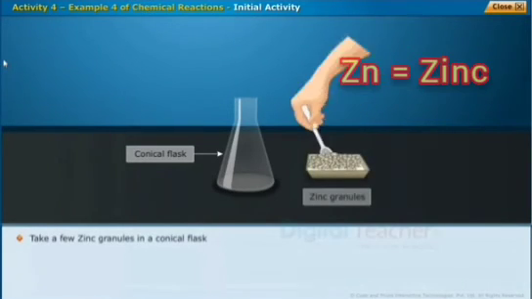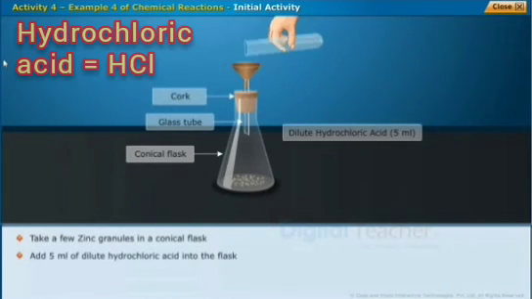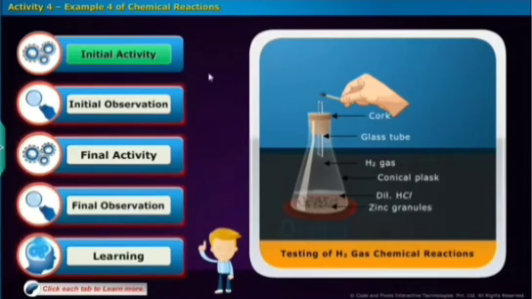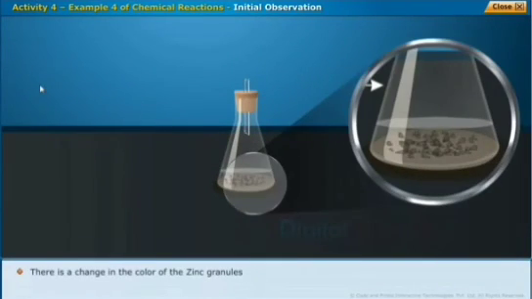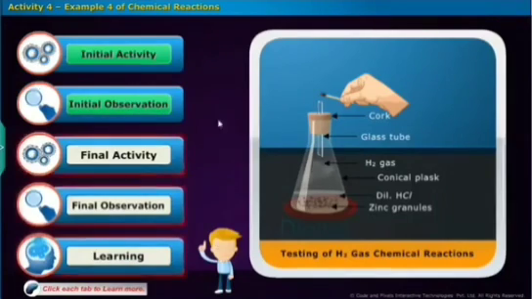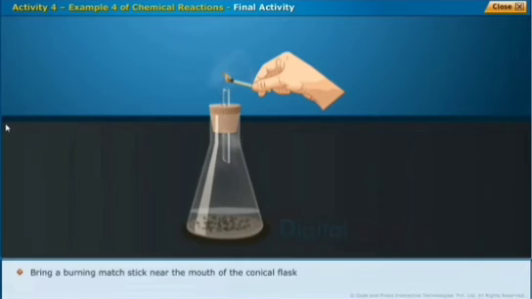Take a few zinc granules in a conical flask. Add 5 ml of dilute hydrochloric acid into the flask. Make a note. Be careful while handling the acid. Acids are harmful and can corrode the skin. There is a change in the zinc granules. Can you think of what change it may be? Bring a burning matchstick near the mouth of the conical flask. What will you observe? See in the next slide.